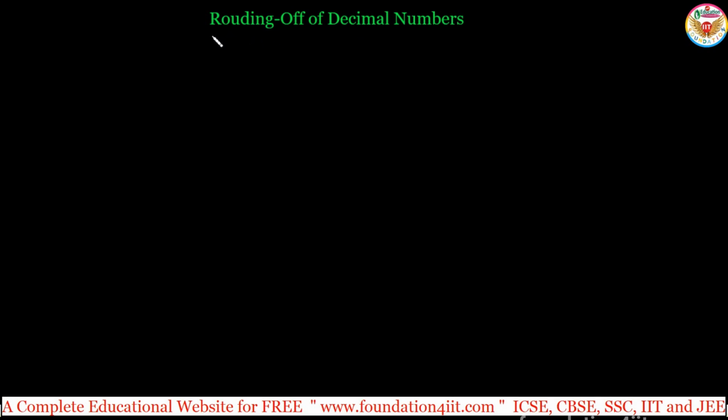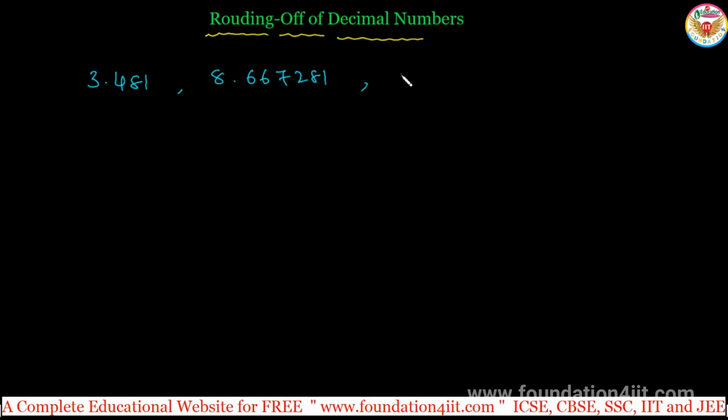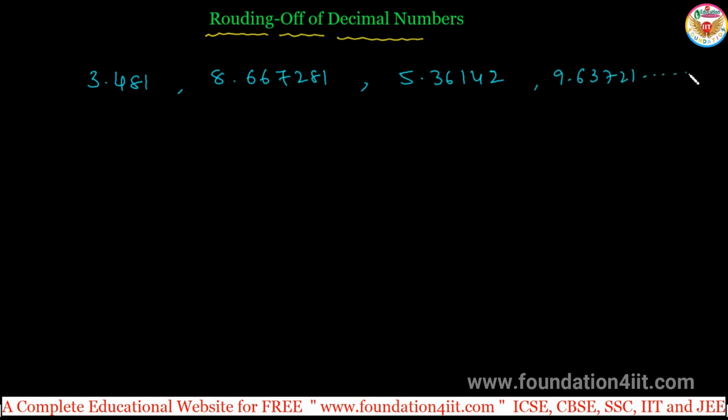Rounding of the decimal number. So instead of getting confusing, just in short way I'll tell you how to do exactly. Sometimes the numbers are found up to larger number of decimal places, right? Okay, say for example 3.481 or else 8.667281, bigger number. Any example, 5.36142 and 9.63721, so on. So we need a bigger number, that means up to larger number of decimal places. So we need to simplify this up to 1 decimal place or up to 2 decimal places.